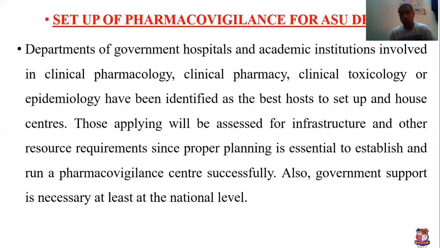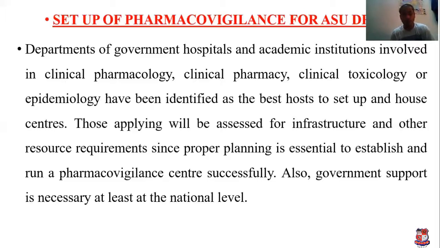Now we move on to the setup of pharmacovigilance for ASU drugs. How can we set up a pharmacovigilance or phytopharmacovigilance for ASU drugs? ASU drugs means Ayurvedic, Siddha and Unani drugs. We should know the phytopharmacovigilance of the ASU drugs. We have to set up several organizations to check the effect of the drug in our body, like departments of government hospitals and academic institutions involved in clinical pharmacology, clinical pharmacy, clinical toxicology or epidemiology, which have been identified as the best hosts to set up and house the centers.